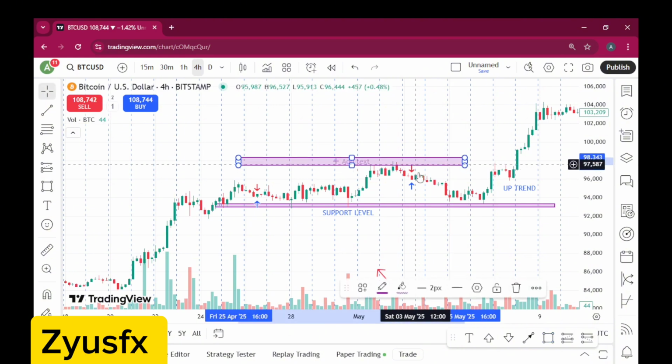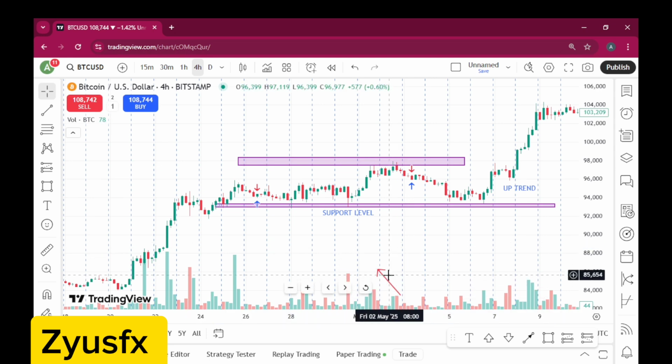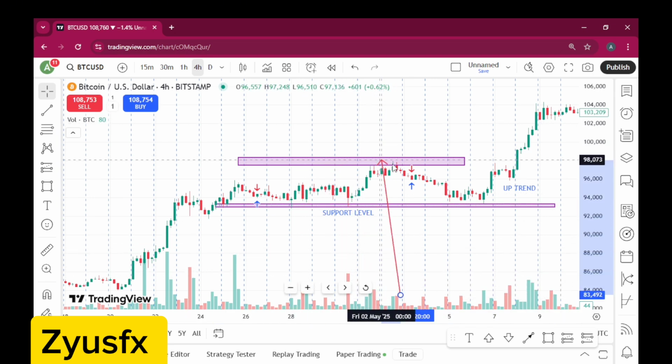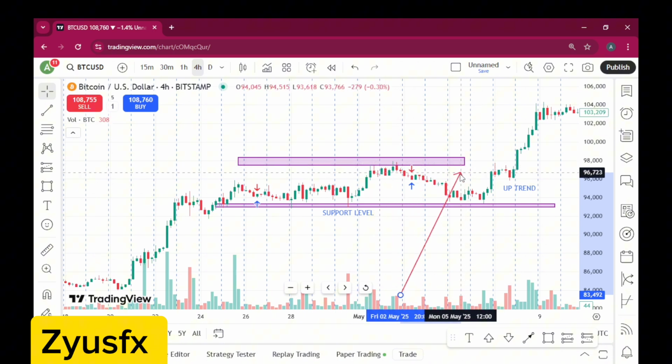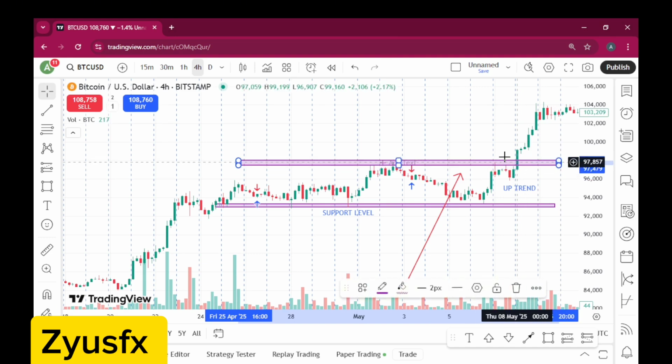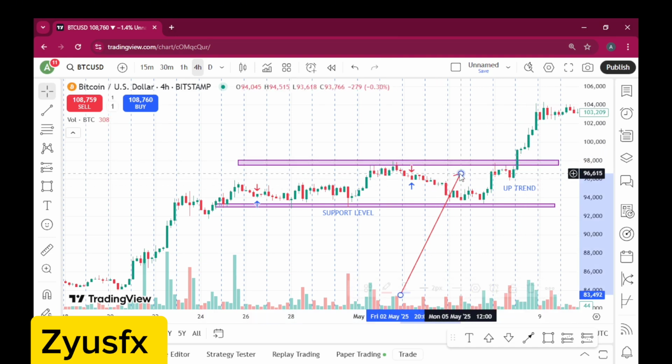Price was consolidating for a very long time. Price was not breaking either below or above the level. You can see multiple weak rejections here. So price was moving sideways. Let me extend this so that I can highlight the example. Price was moving sideways for a very long time on Bitcoin USD.